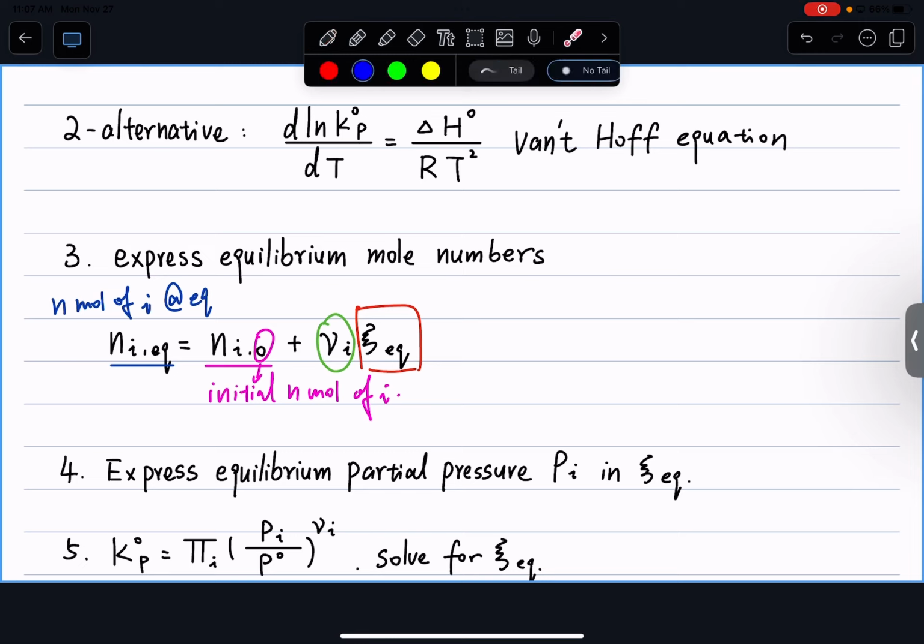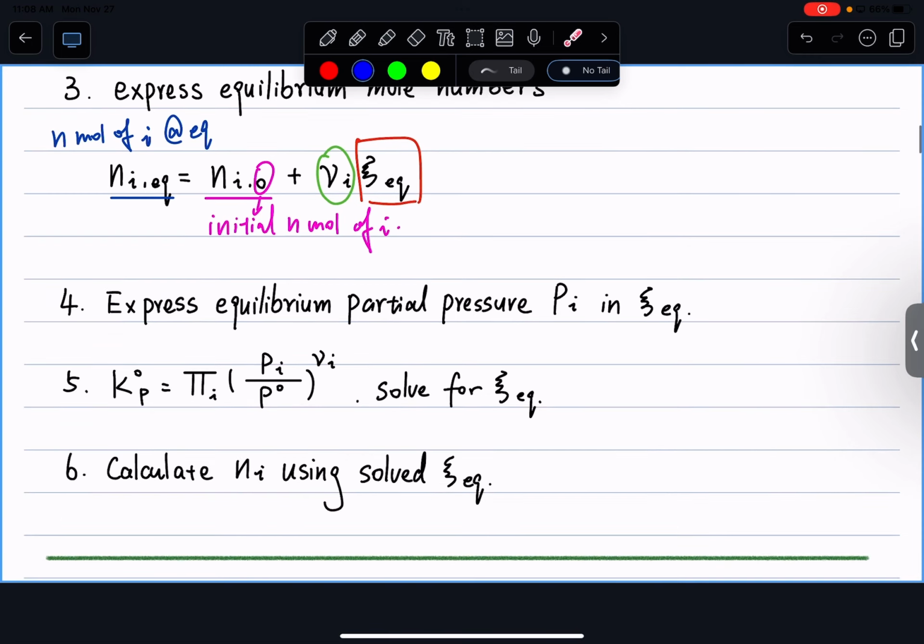Now, once we know these number of moles of species at equilibrium, we know what the partial pressure of these species at equilibrium is, because we're talking about ideal gases, right? Your partial pressure equals chi times, or the mole fraction times the total pressure. So you can express your partial pressure using the extent of reaction. And finally, you can plug that back into our equation to solve for this extent of reaction and calculate the equilibrium composition.